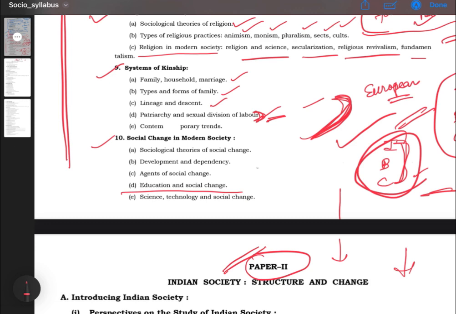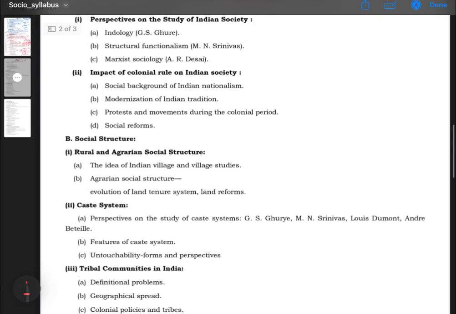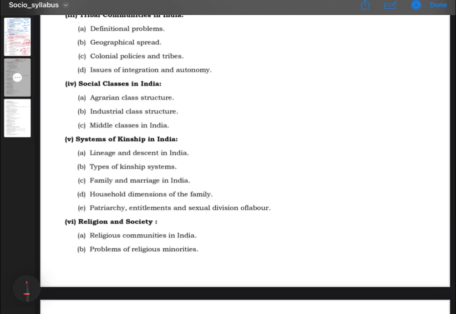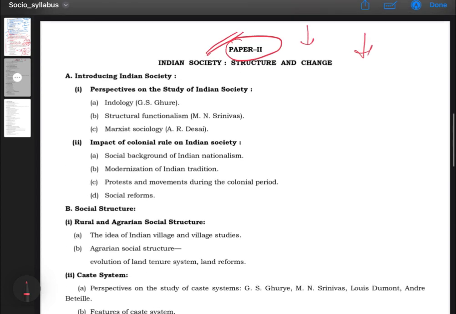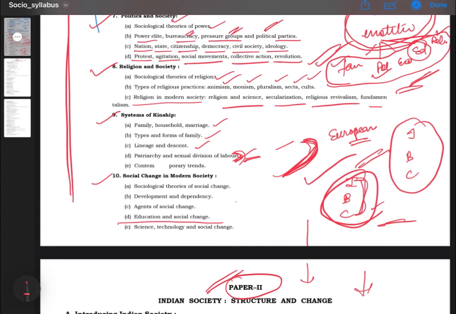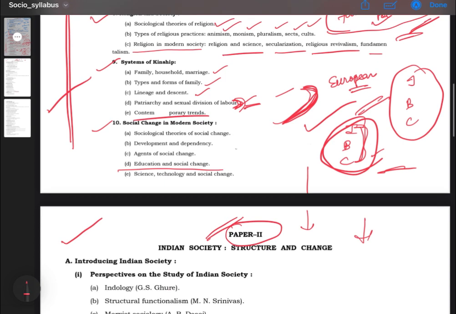See, in sexual division of labor, here also you will see patriarchy and sexual division of labor. The exact same topic is there in paper 2 as well. But when writing the question, we need to see in which paper the question is asked, and we will write about Western societies in paper 1, and in paper 2 we will write about Indian societies. So we have to differentiate in that way. Then contemporary trends: social change in modern society, sociological theories of social change, development and dependency, agents of social change, education, science, technology, and social change.